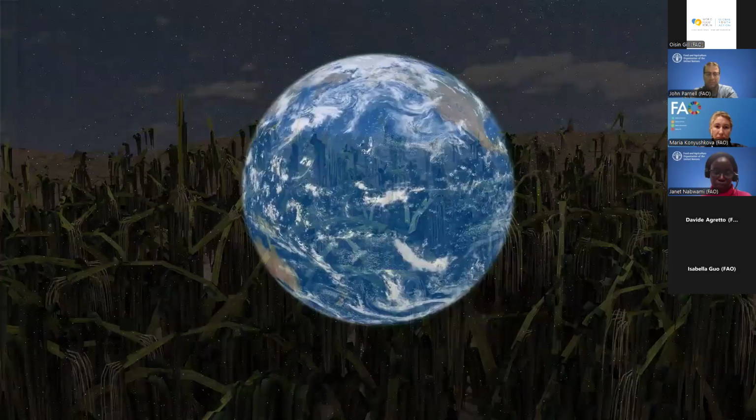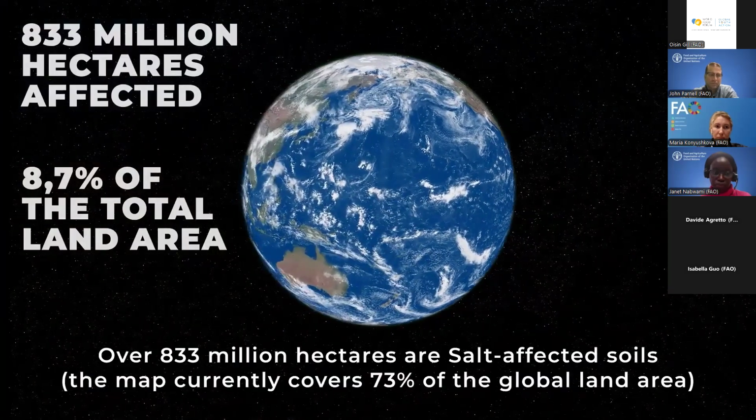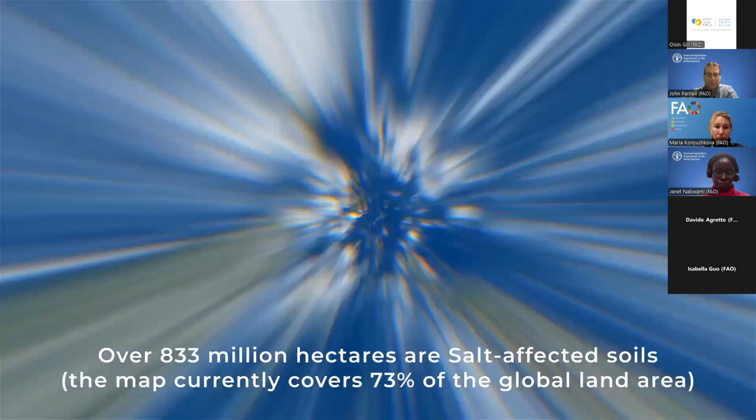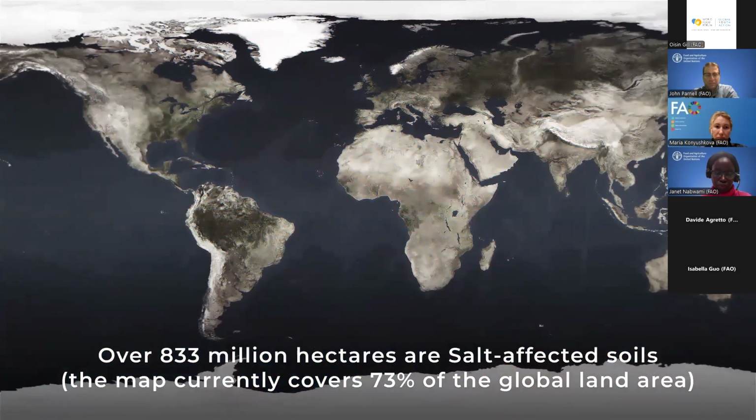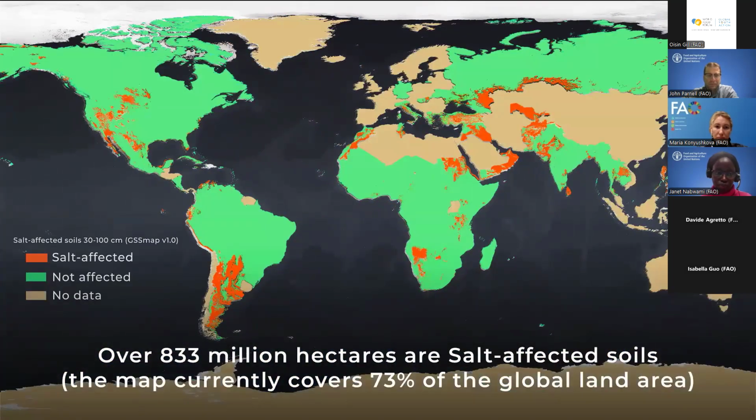Over 833 million hectares are salt-affected soils. The map currently covers 73% of the global land area.